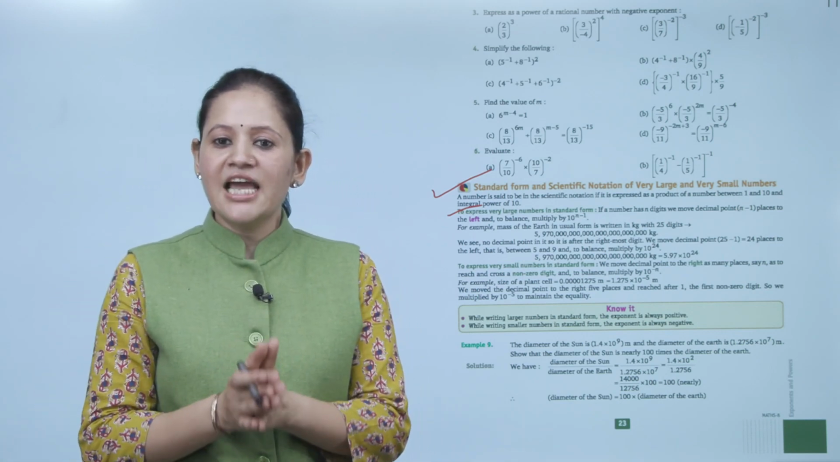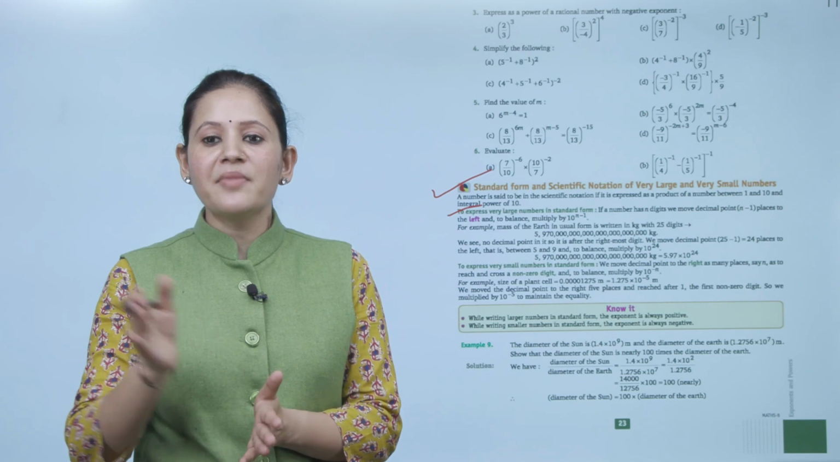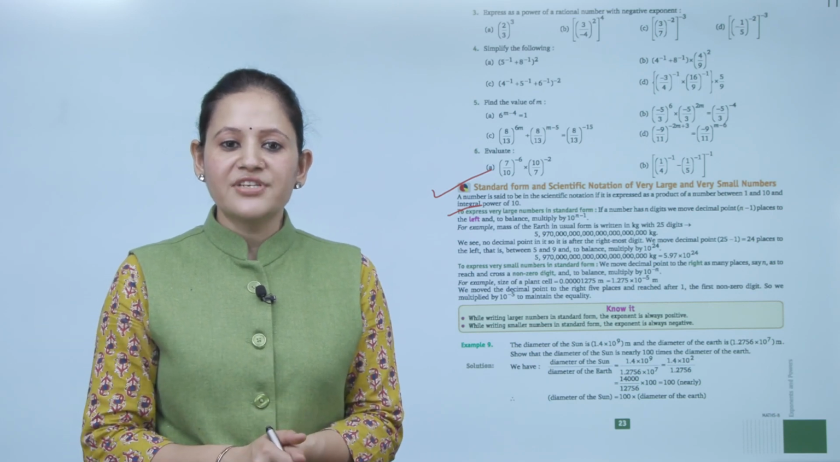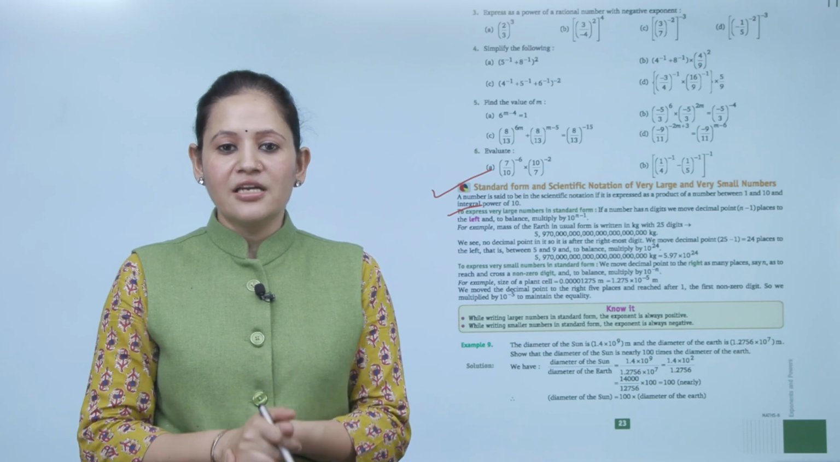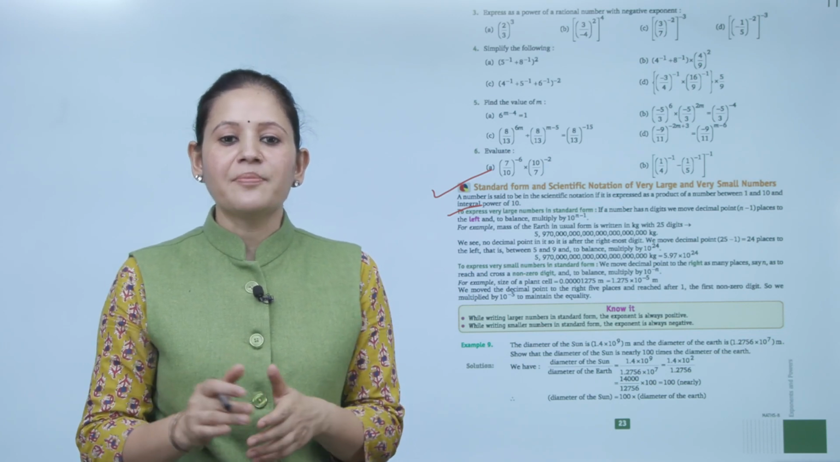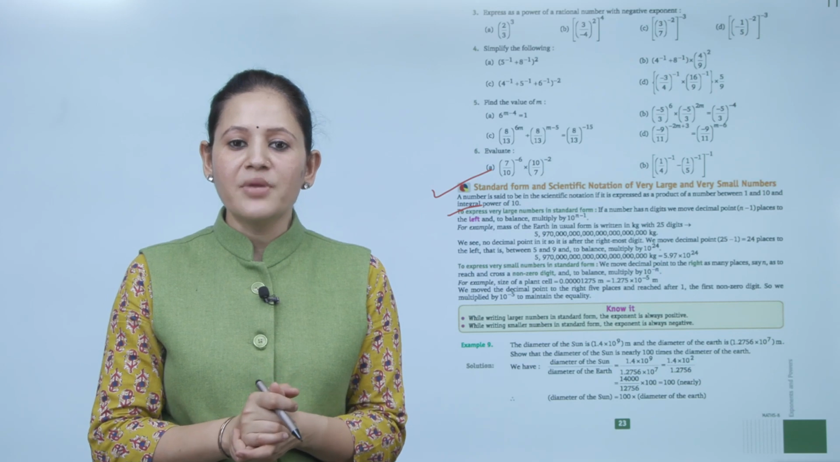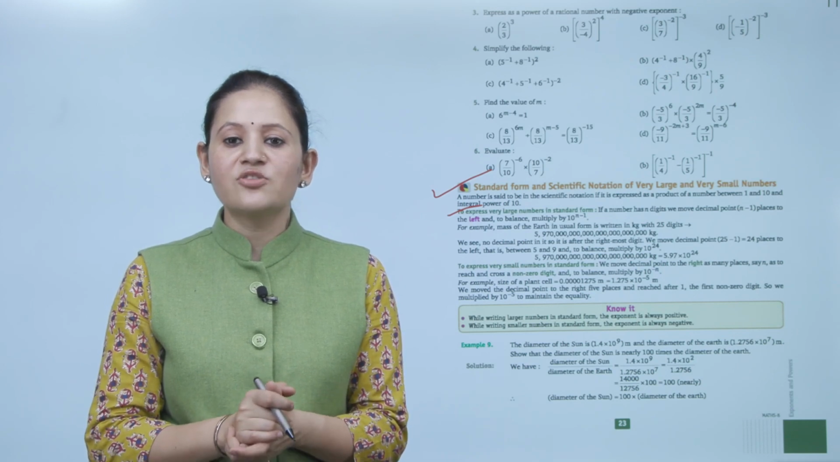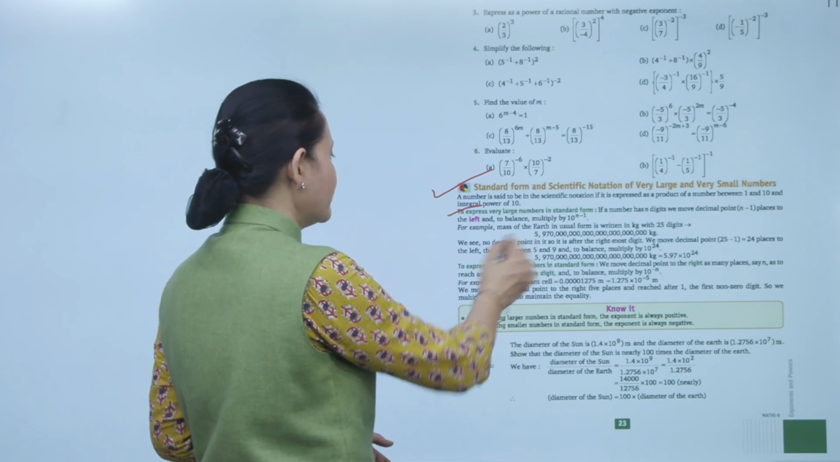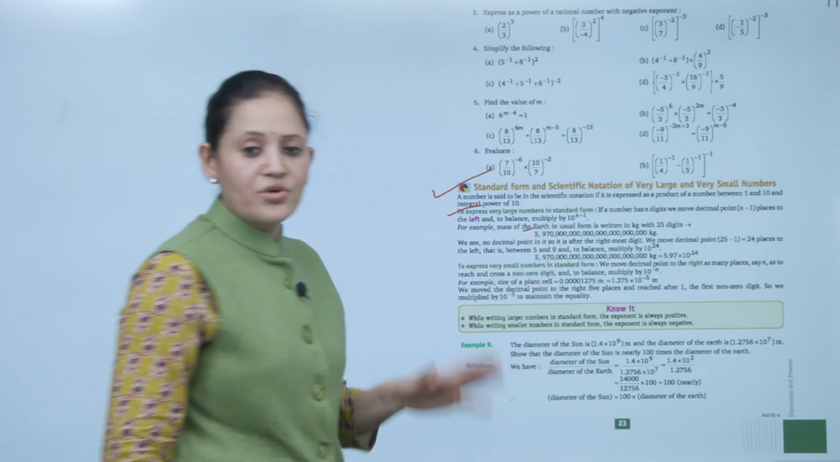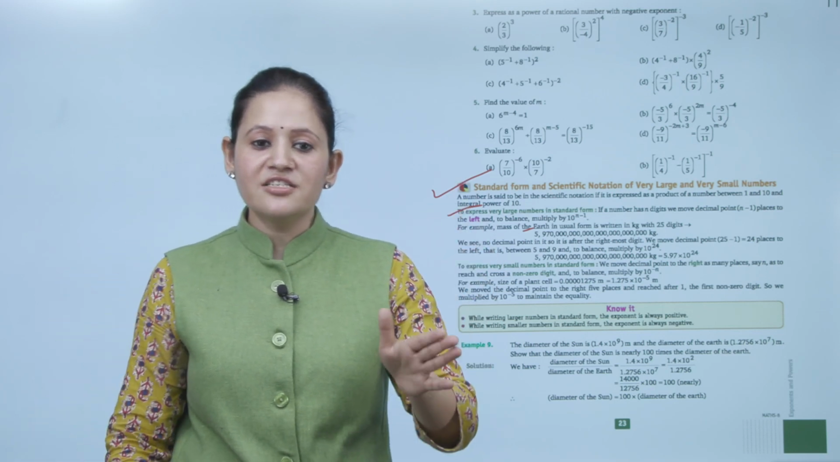If a number has n digits, move the decimal point n minus 1 places to the left and the balance multiply by 10 to the power n minus 1. For example, the mass of the earth in usual form is written in kg with 25 digits. So, this is the mass of the earth.